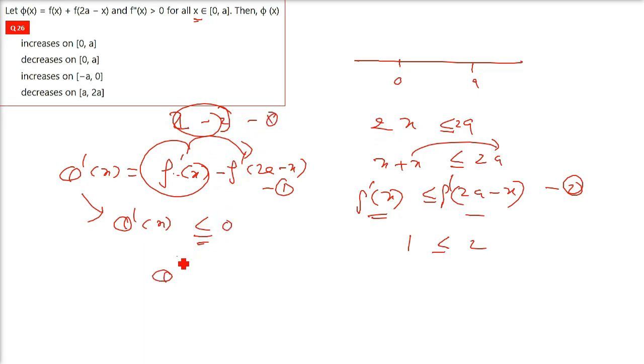But this is decreasing where? In which interval? This phi dash x is less than or equal to 0. That is, it is decreasing in the 0 to a interval, which is already given in the question. Alright. So in this interval 0 to a, it is decreasing.